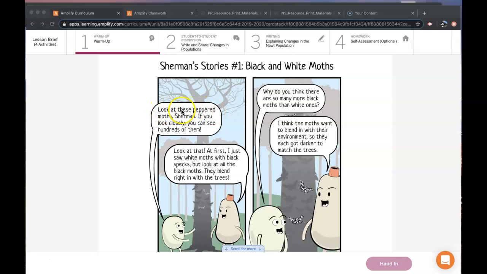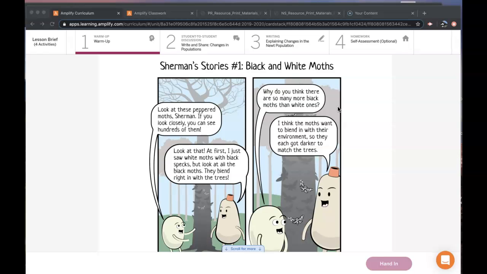Look at the peppered moths, Sherman. If you look closely, you can see hundreds of them. Look at that. At first I just saw white moths with black specks, but look at all the black moths. They blend right in with the trees. Why do you think that there are so many more black moths than white ones? I think the moths want to blend in with their environment, so they each got darker to match the tree.